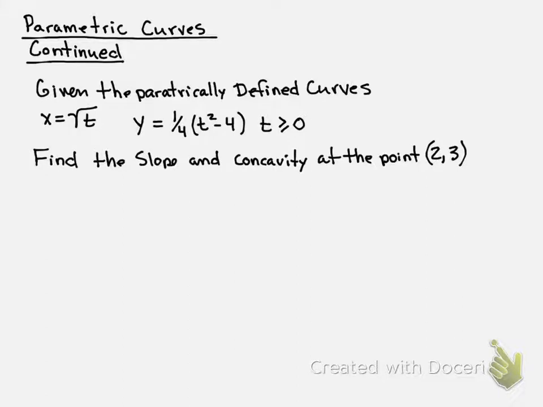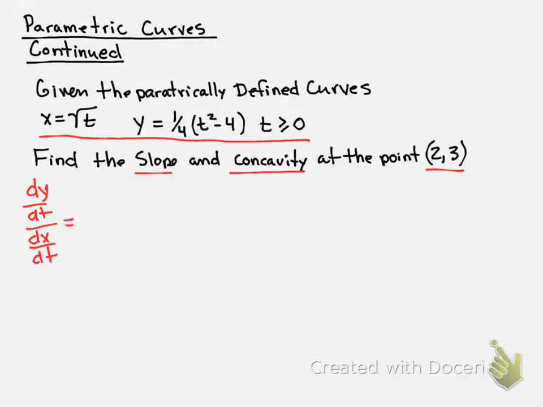Here's an example of an application of what we've learned and another piece as well. If you were asked to find the slope and the concavity of this parametrically defined graph at the point (2, 3), our slope would be dy/dt over dx/dt. And so when I think about dy/dt, I'm going to take the derivative of this equation for y.